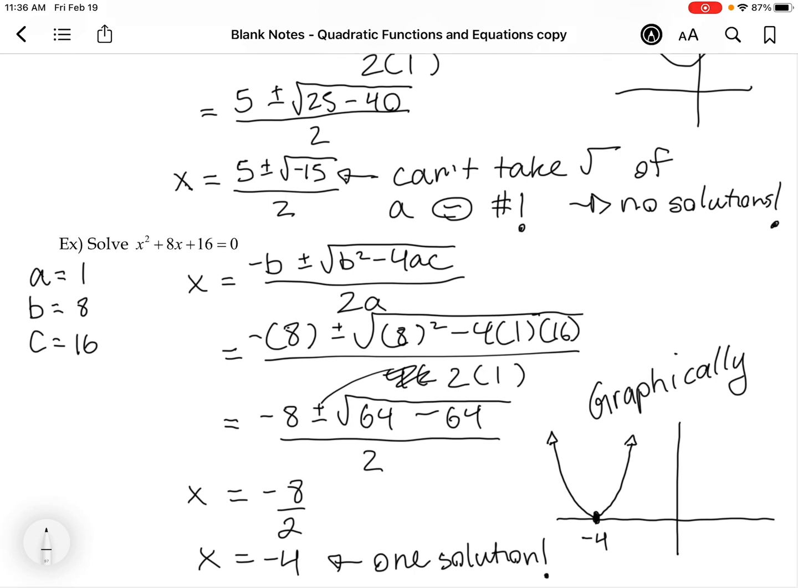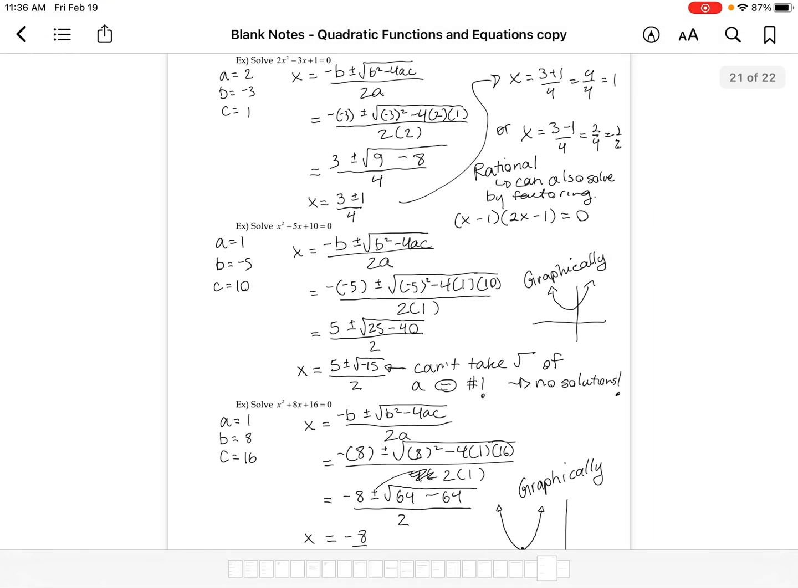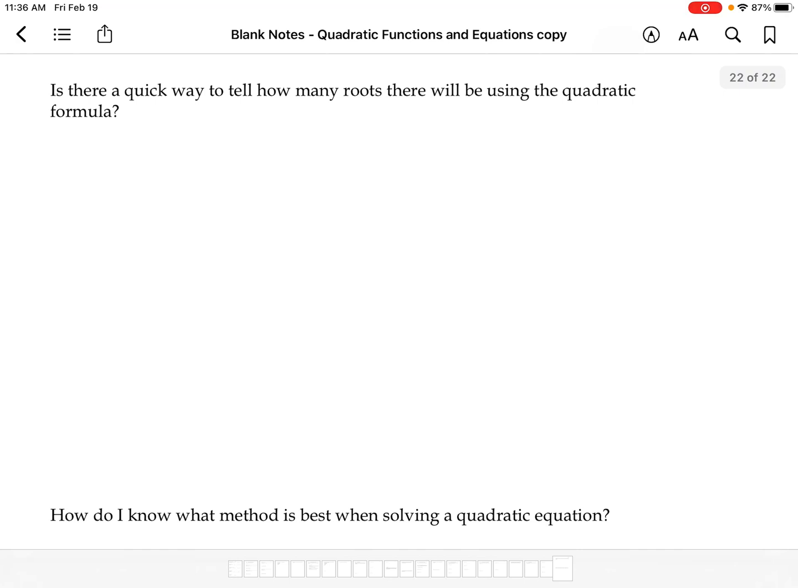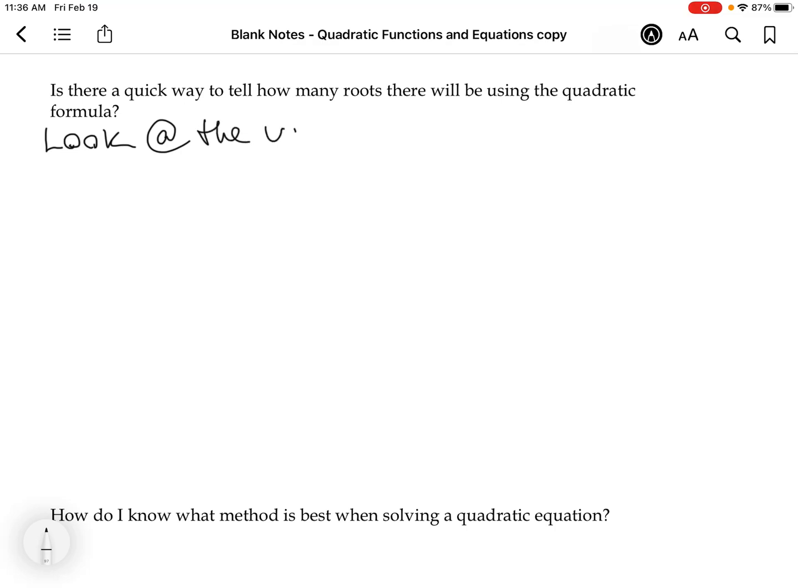Okay, now what's an easy way to tell how many solutions you're going to get? What we can do is look at the value of the radicand. The radicand is the number that's inside the radical, and that has a special name. It's called the discriminant. Okay, so look at the value of the discriminant.